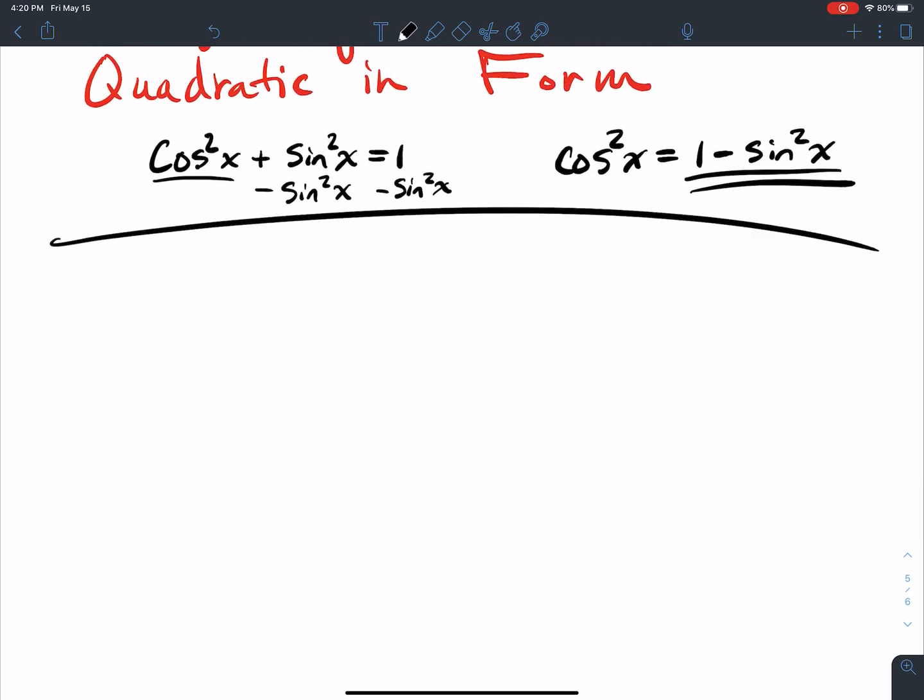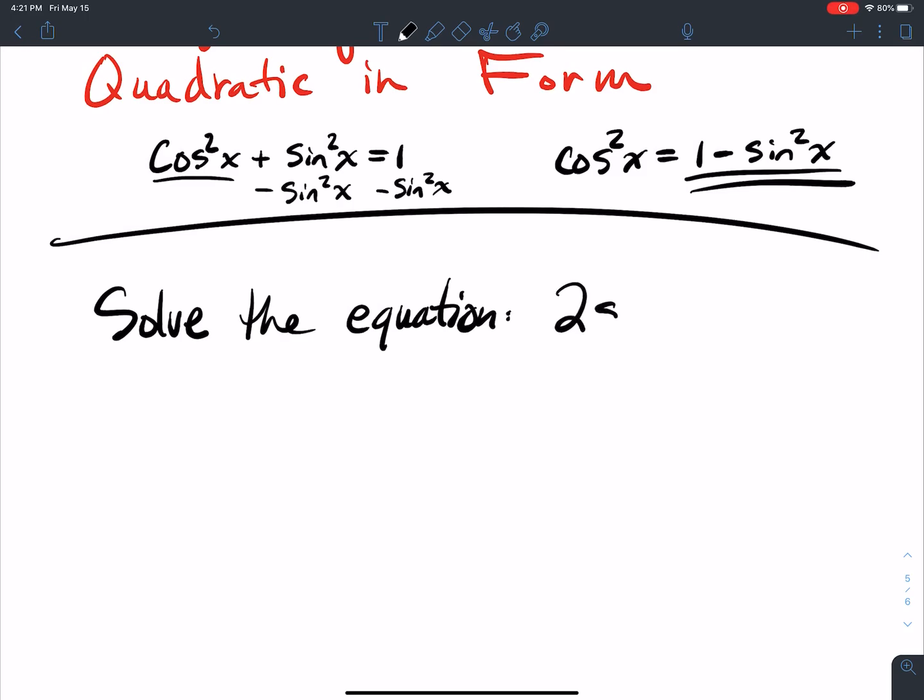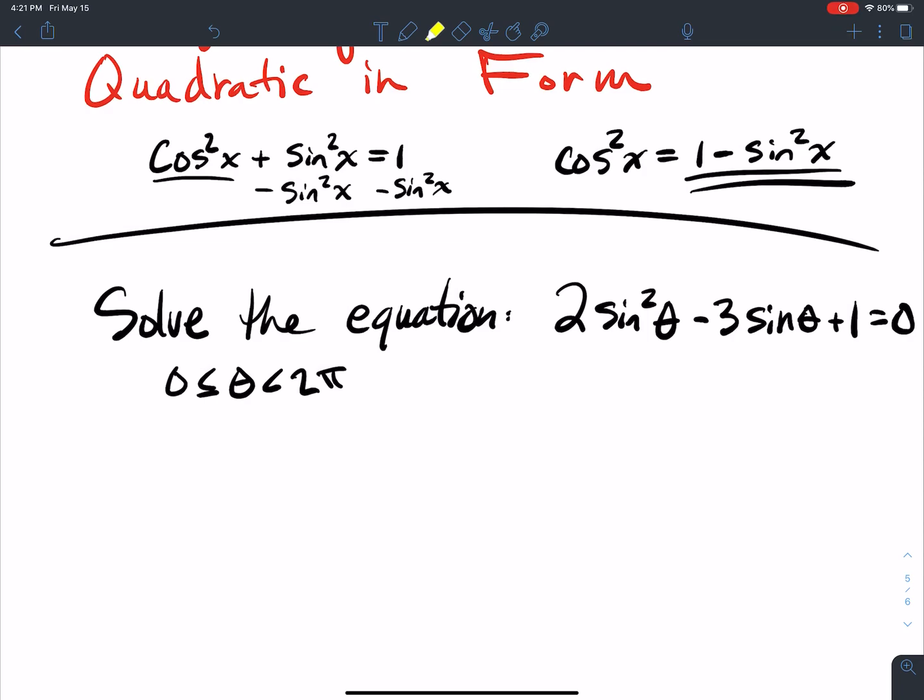So we've got: solve the equation 2 sine squared theta minus 3 sine theta plus 1 equals 0, on 0 to 2 pi. So this equation is quadratic in sine theta. We've got sine theta squared, we've got sine theta, and then we've got our constant term.